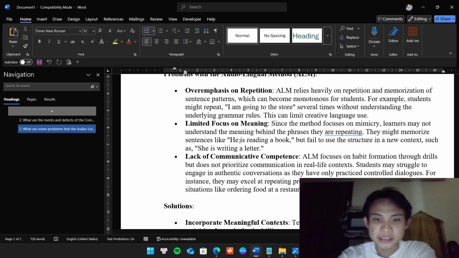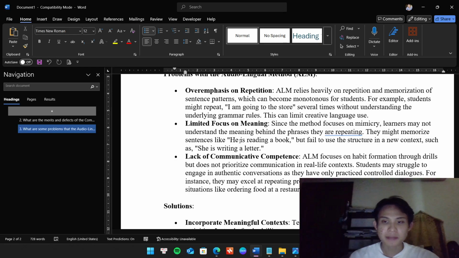And the last thing is the lack of communicative competence. This method focuses mainly on repetition, so learners may lack the ability to interact in different contexts in real life.